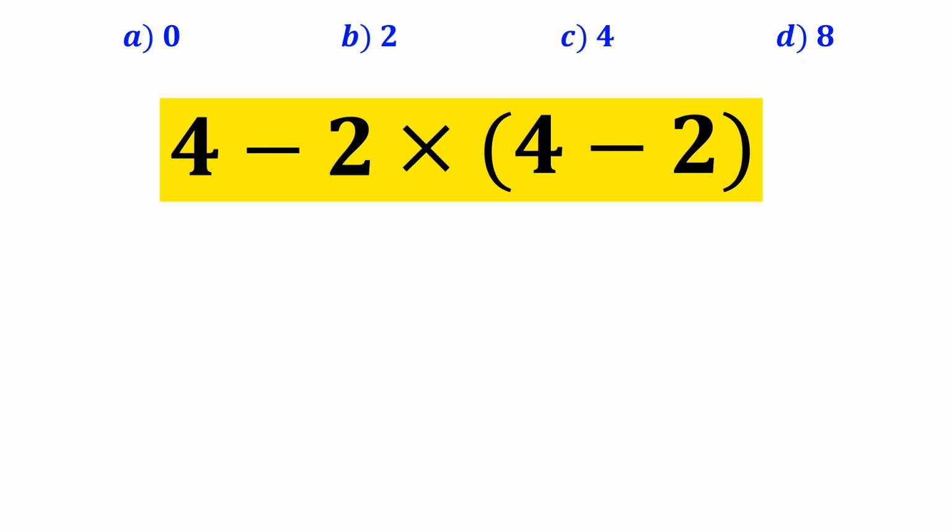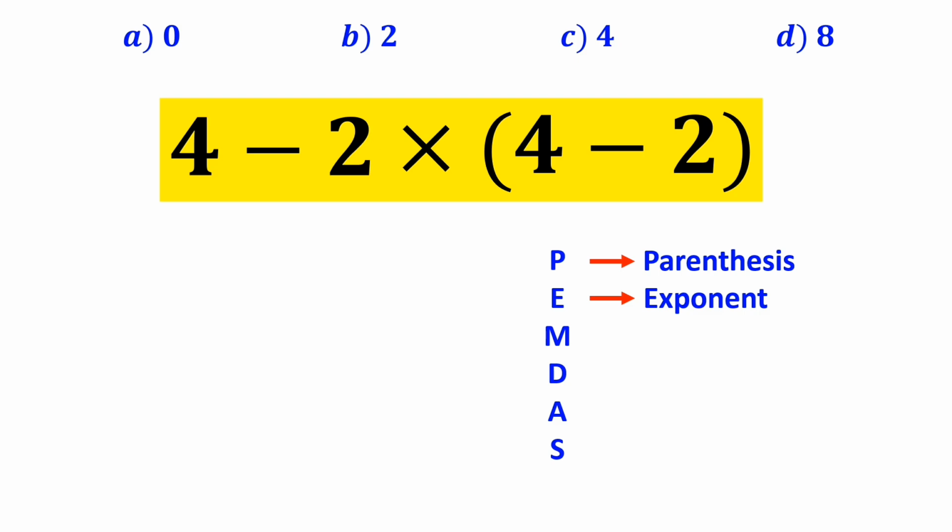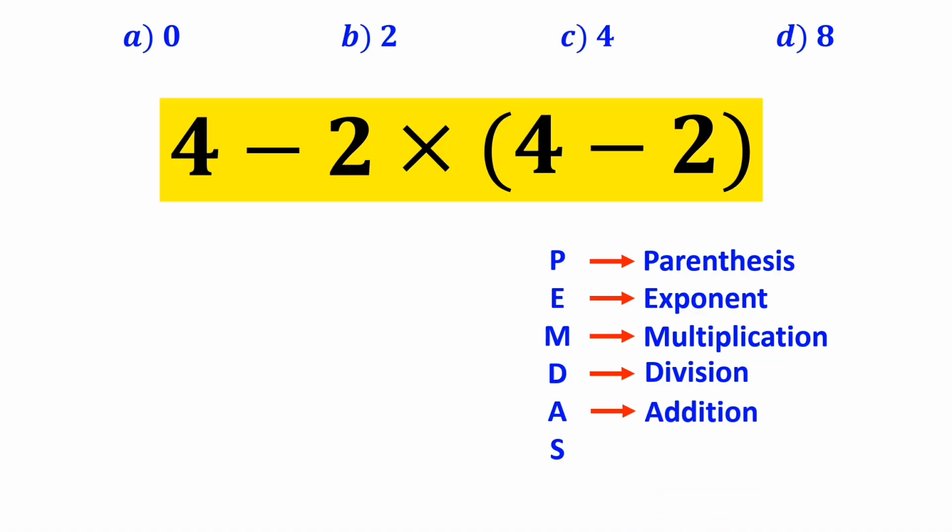To solve this question, we need to follow the PEMDAS rule. In this rule, P stands for parenthesis, E stands for exponent, M stands for multiplication, D stands for division, A stands for addition, and S stands for subtraction. We have to follow the order of operations I told you, step by step from top to bottom.